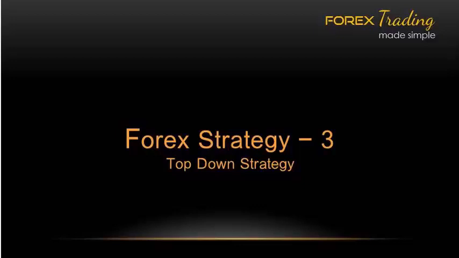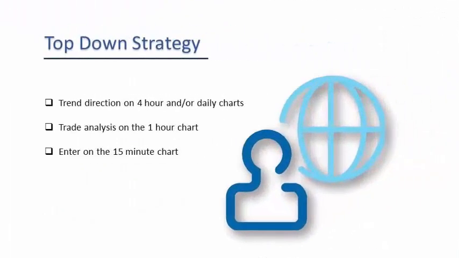In this session, we will use top-down analysis, which is a more complex way of analyzing the markets. The top-down strategy 1 hour is a powerful trading strategy, and for this strategy, we will use all the indicators you've learned so far. We will start by looking for trend direction on the 4 hour and the daily chart. Remember, always look for trend direction on the longer time frames.